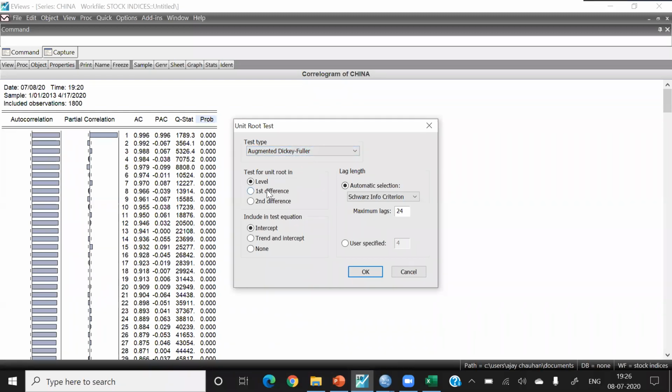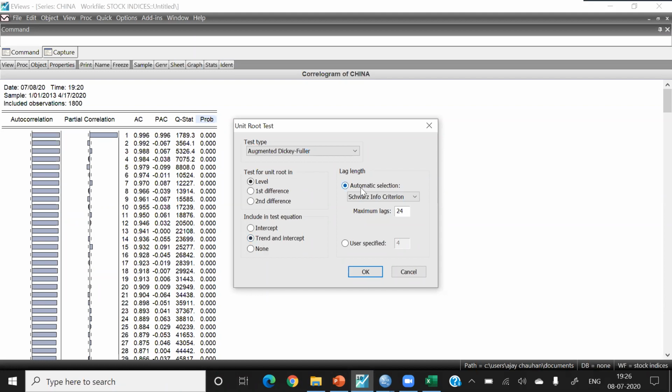test with level. Level means original values. Intercept, trend and intercept, and none: these are the three assumptions. So we can click on assumption number 3. This is the most important assumption, because after this assumption, the model will capture the trend as well as the intercept.